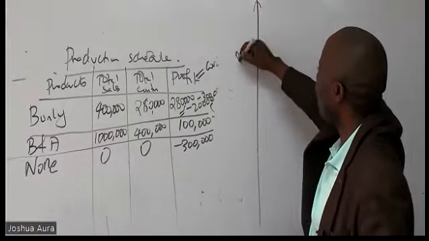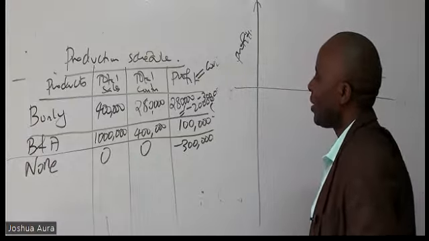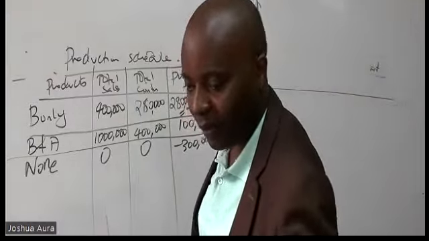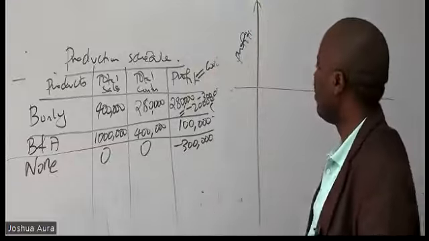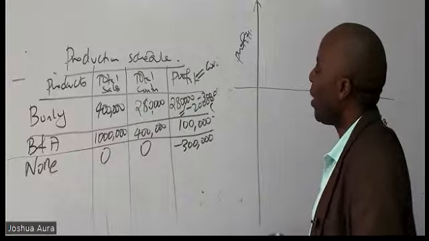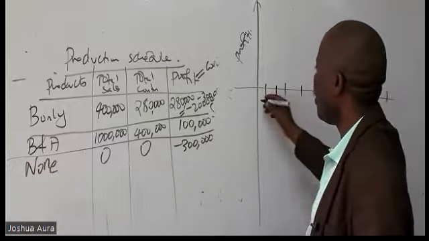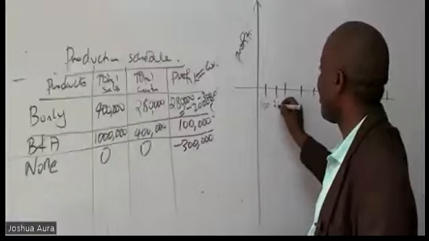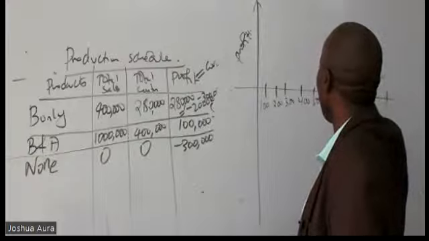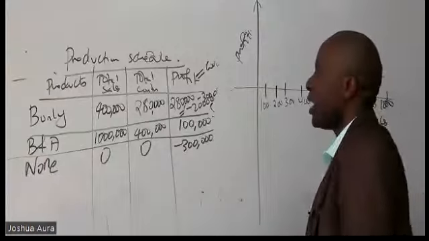So we have our profit here. I can see the negative is the one that is bigger. And then we have our sales here, total sales. Sales, I can see up to 1 million. So I can do 100, 200, 300, 400, 500, 600, 700, 800, 900, 1,000. So these sales are in thousands.